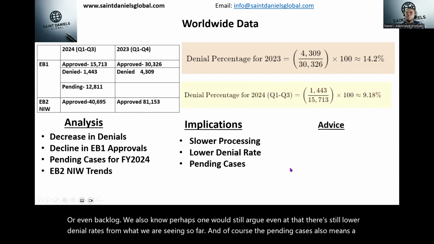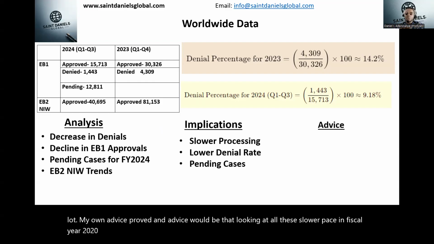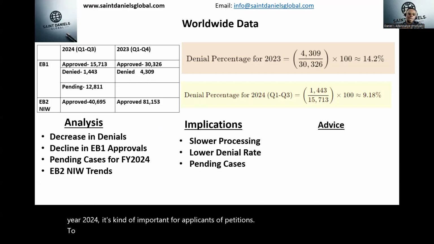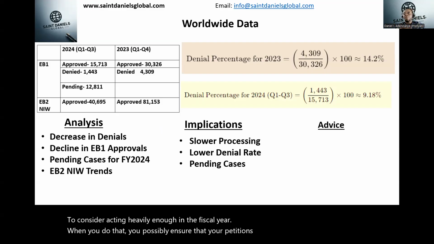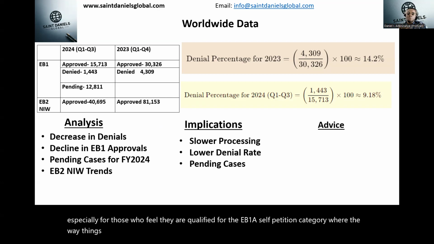My own advice, Prof. Dan's advice, would be that looking at all this slower pace in fiscal year 2024, it's important for applicants and self-petitioners to consider acting early enough in the fiscal year. When you do that, you possibly ensure that your petitions are processed in a timely manner, especially for those who feel they are qualified for the EB1A self-petition category. With the way things are beginning to go, I would suggest that you apply on time.